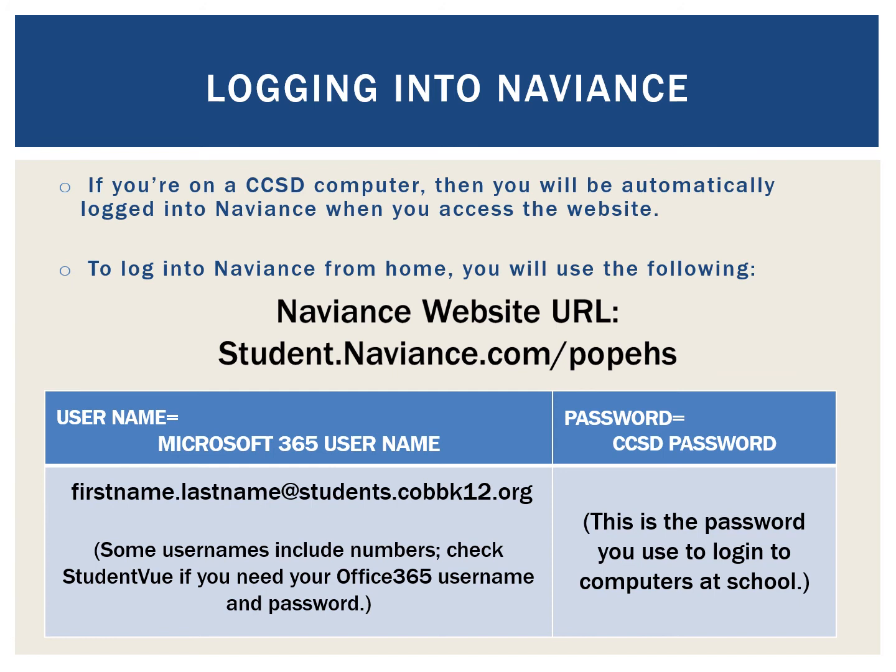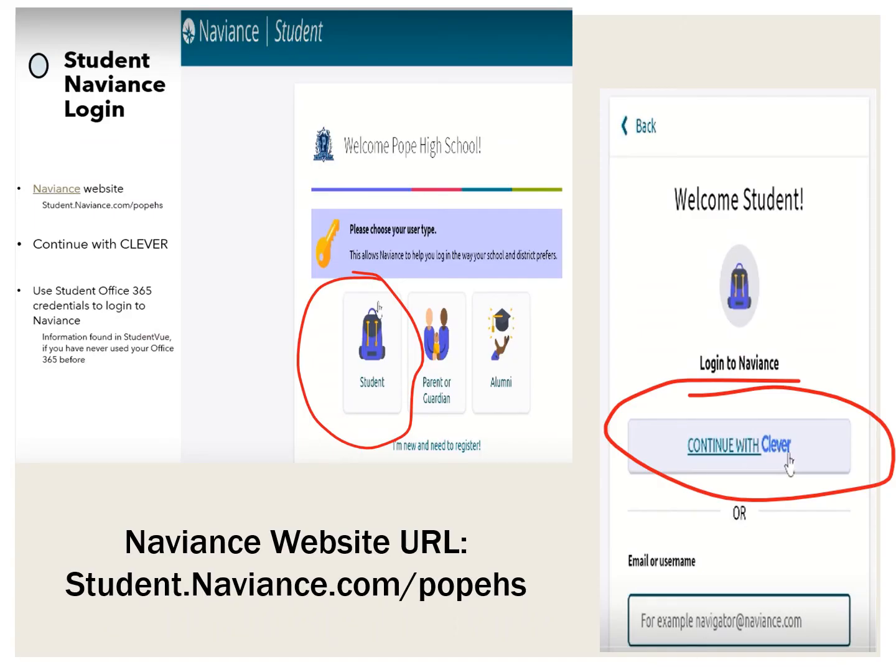If you don't know what that is, can't remember, if you go into your Student View account, you will be able to see, there'll be a link to your Office 365 information, and then you'll be able to see the email exactly that you're supposed to use, and then the password that you're supposed to use to log into Naviance. When you go to that student.naviance.com/PopeHS URL, you might see a screen that looks like this, and this is how you would log in if you see this screen. You just click on the little student box, and then you'll click where it says continue with Clever, and then you will then be guided into the Naviance from there.